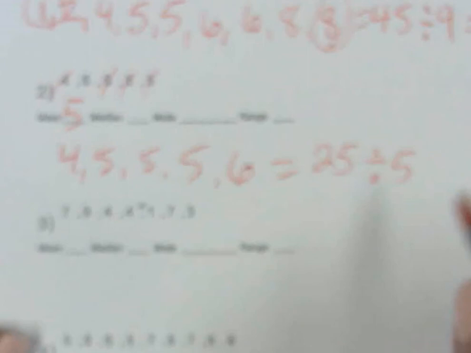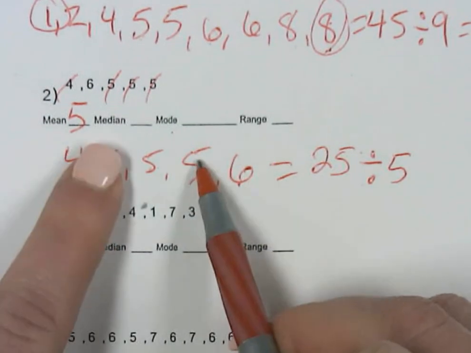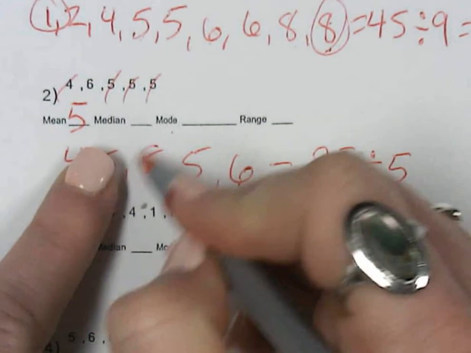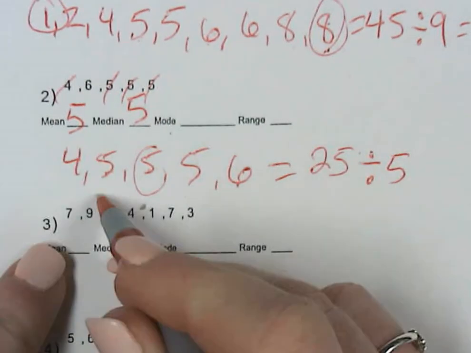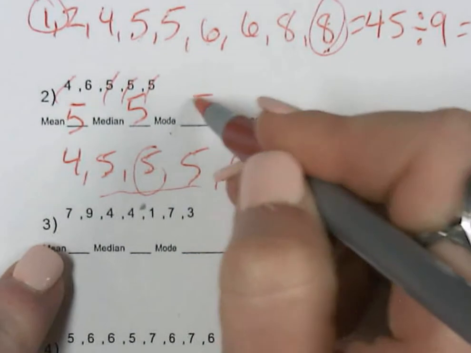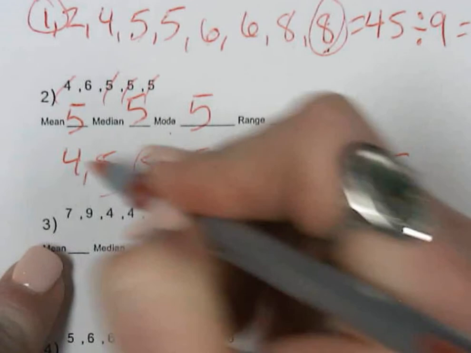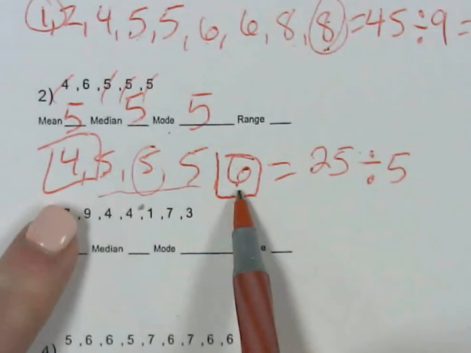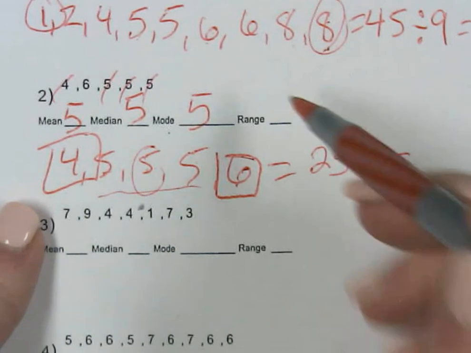Median is our middle, so start at the ends, work your way towards the middle. Looks like 5 is in the middle again. The median is 5 for this one as well. Mode, which one do we see most? Well, that's pretty obvious. There's a lot of 5s. 5 is our mode. Range, biggest minus smallest. They're in order. They're easy to find. The difference between 6 and 4 is 2.